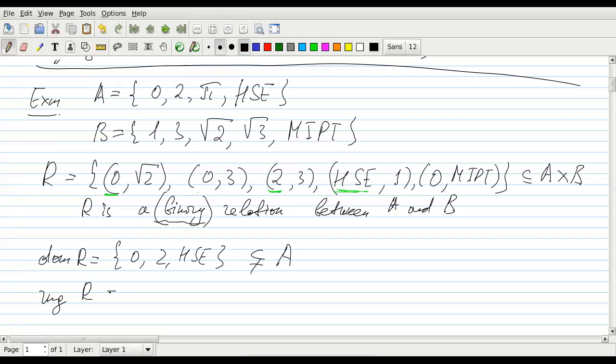What is the range? The range is the set of all second coordinates. So here we have the square root of 2, 3, 1, MIPT. So it is just that: square root of 2, 3, 1, MIPT.